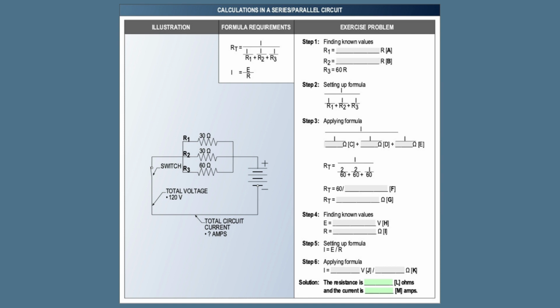In step 4, finding known values, E equals 120 volts, and R equals 12 ohms. In step 5, setting up the formula, I, the amperage, equals E, the voltage, divided by R, the resistance. In step 6, applying the formula, I equals 120 volts divided by 12 ohms, which equals 10 amps. Therefore, the resistance is 12 ohms, and the amperage is 10 amps.